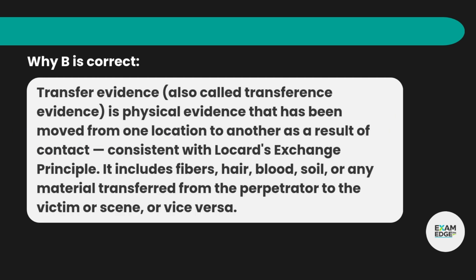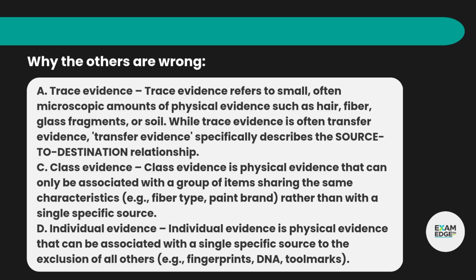Why B is correct. Transfer evidence, also called transference evidence, is physical evidence that has been moved from one location to another as a result of contact, consistent with Locard's exchange principle. It includes fibers, hair, blood, soil, or any material transferred from the perpetrator to the victim or scene, or vice versa. Why the others are wrong. A. Trace evidence. Trace evidence refers to small, often microscopic amounts of physical evidence such as hair, fiber, glass fragments, or soil. While trace evidence is often transfer evidence, transfer evidence specifically describes the source-to-destination relationship.